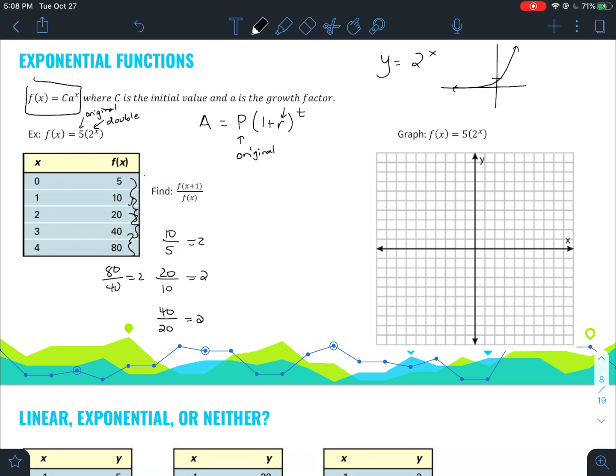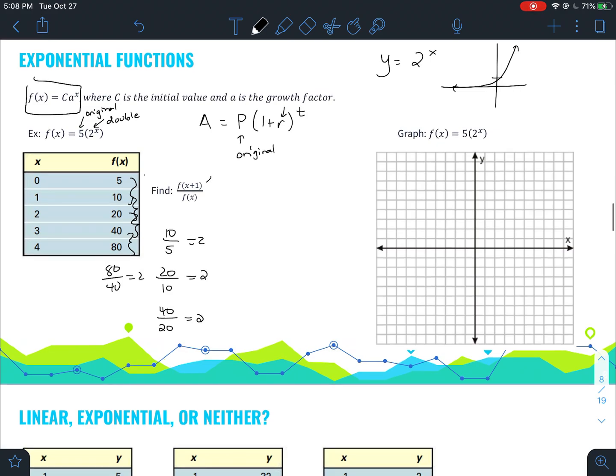So a way to tell if a table of values is going to be modeled by an exponential function is you divide the y value by a previous y value. So this would be the next y value, and this would be the previous y value. So that is one way to tell by looking at a table whether or not a table of values would be exponential. And then if we wanted to graph it, we could just graph the table.